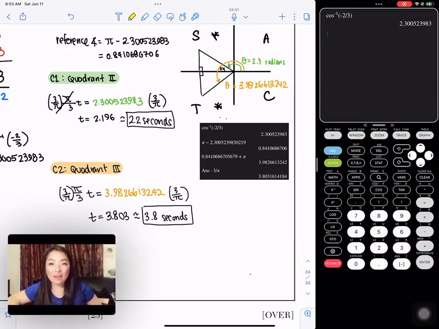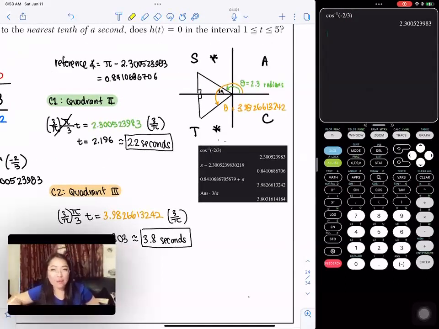That means that the angle is in the second quadrant. How do I know? Because pi is 180 degrees and pi is 3.14 and 2.3 is less than 3.14.